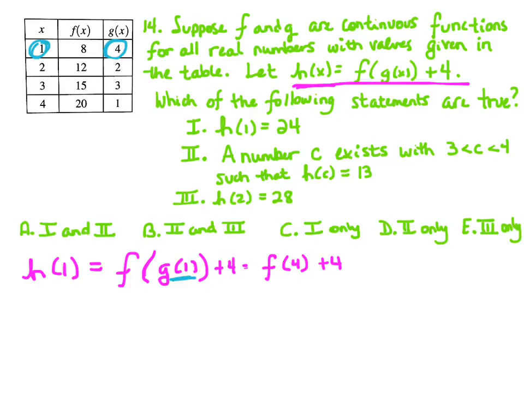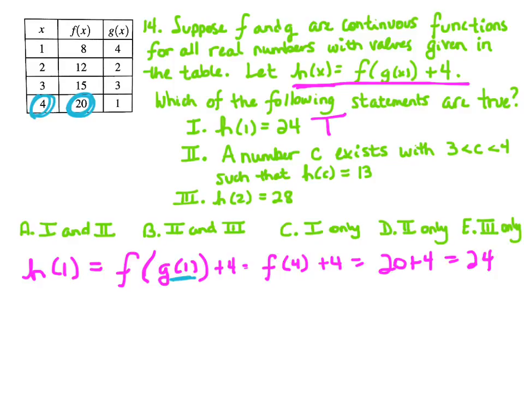Now to find f of 4, I need to go back up to the table again. Let me erase the marks that I made. Now I'm looking at an x value of 4, and f of 4 corresponds to 20. So I'm going to change f of 4 to 20 plus 4, and that does indeed equal 24. So my first statement here is true.